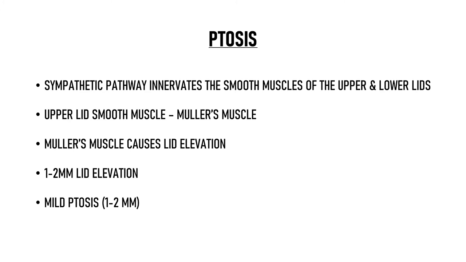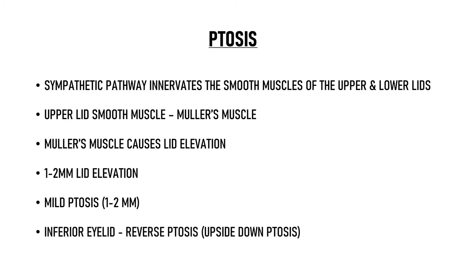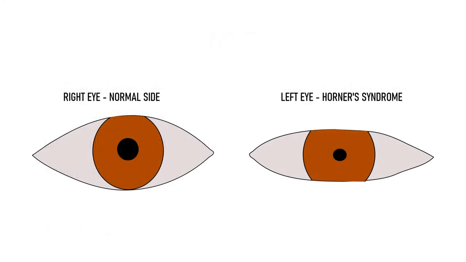Similarly, the inferior eyelid shows reverse ptosis, which is also known as upside-down ptosis, in which the position of the eyelid is higher than normal. This is because the smooth muscle of the lower lid that pulls the lid down loses its function. This is how the lid position looks on the affected side in Horner syndrome. The upper eyelid usually covers about 2 mm of the superior cornea, as you can see on the normal side. Here it covers more of it. While the lower lid is normally positioned right at the inferior limbus, in reverse ptosis that is seen on the lower lid, it covers a part of the inferior cornea as well.